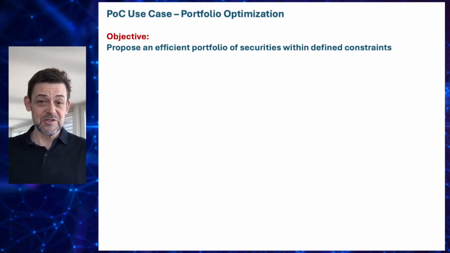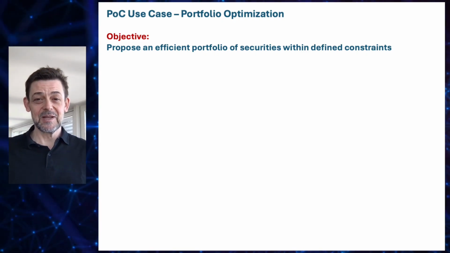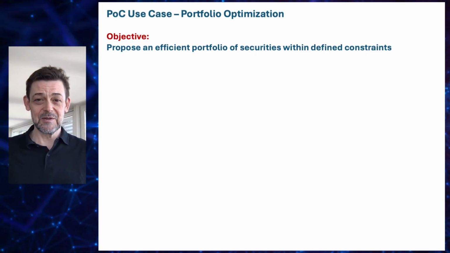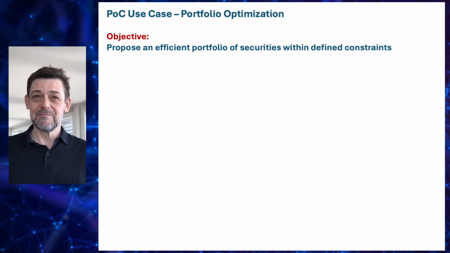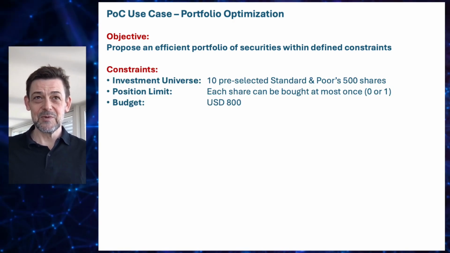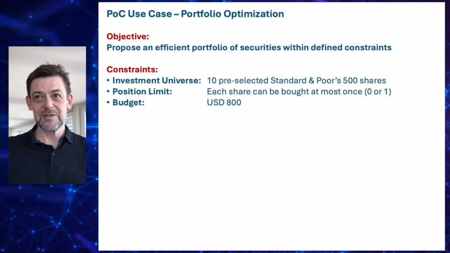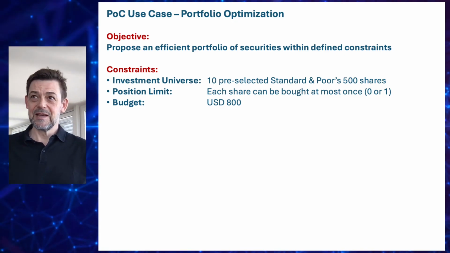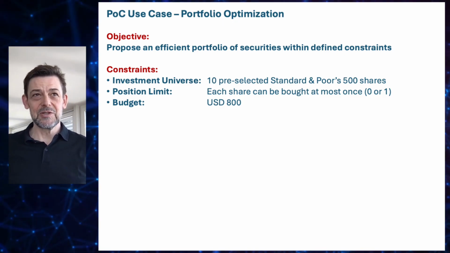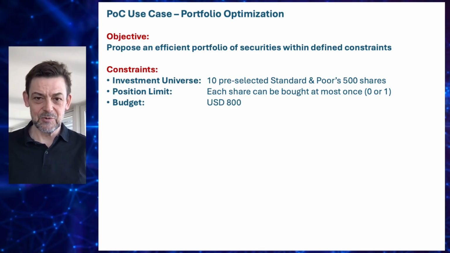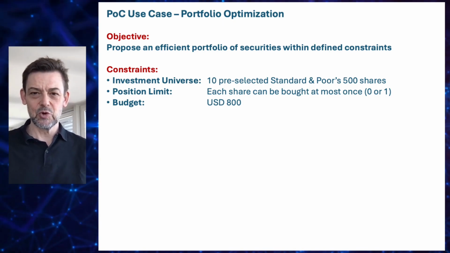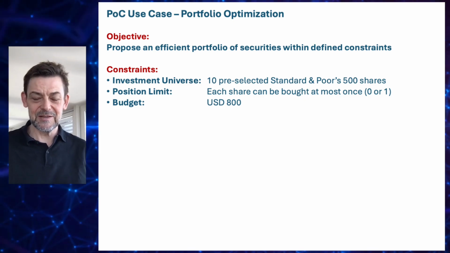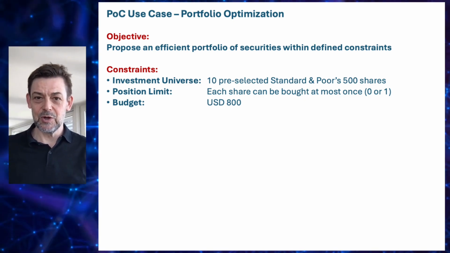Portfolio optimization is about defining an efficient portfolio of financial securities in general. Shares, bonds, funds, hedge funds, structured products, or the like. Obviously, we need also to consider constraints when selecting the portfolio. The investment universe for our proof of concept use here shall be 10 shares from the Standard & Poor's 500 index. Each share can be bought at most once. That means each position can be 0 or 1.